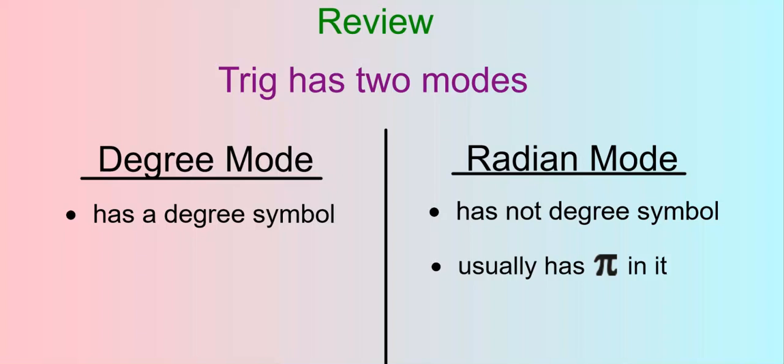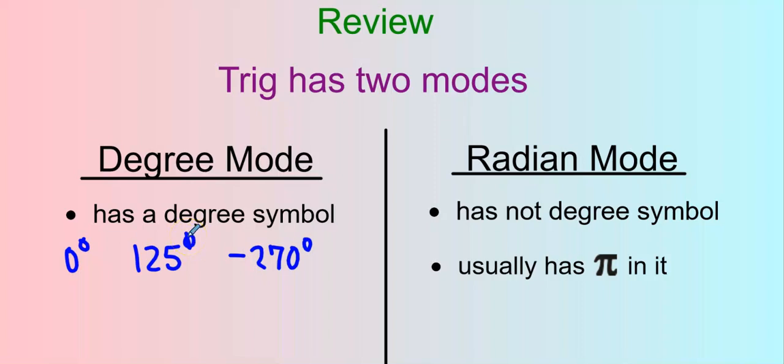So for example, that could be like 0 degrees, or it could be like 125 degrees. Could be a negative 270 degrees. It's going to have a degree symbol on it. So if it doesn't have a degree symbol, it's not degree mode. But if it does have a degree symbol, it is degrees.